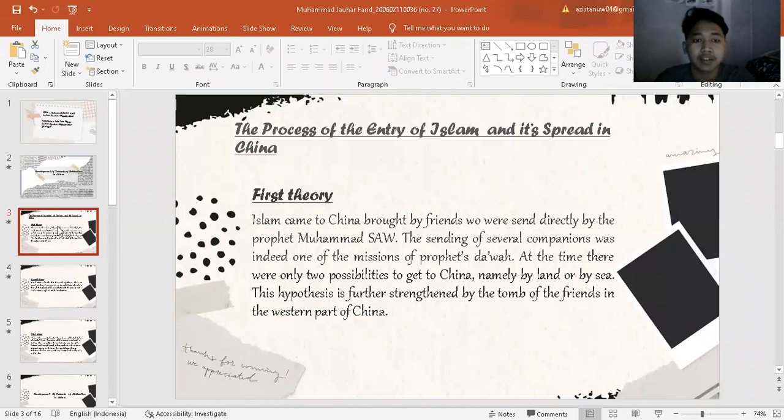First theory, Islam came to China brought by companions who were sent directly by the Prophet Muhammad SAW. The sending of several companions was indeed one of the missions of the Prophet's da'wah. At the time, there were only two possibilities to get to China, namely by land or by sea. This hypothesis is further strengthened by the tomb of a companion in the western part of China.